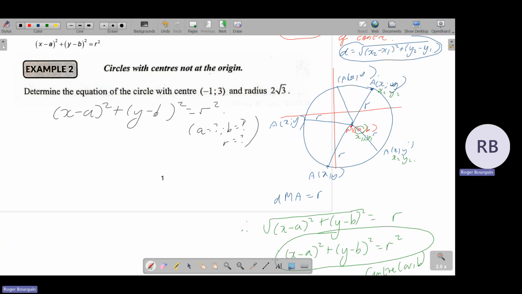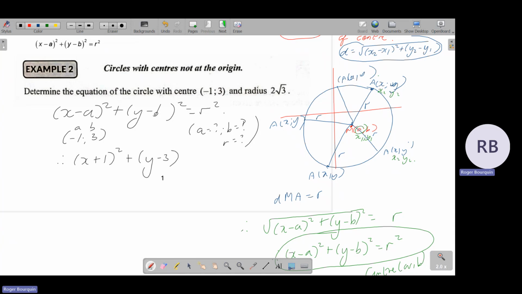That's your objective. Find a, b, and r. Do I know a and b? The center is (-1, 3). So it's going to become x minus, x minus minus 1 becomes what? They're always the opposite sign. What's in the equation is opposite to the actual center. So if it's plus 1 in the equation, on the actual circle, the center is minus 1. And for the y's as well.